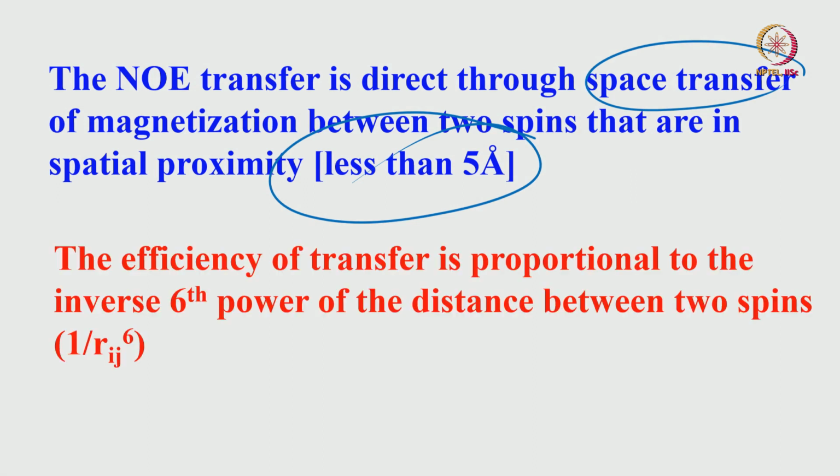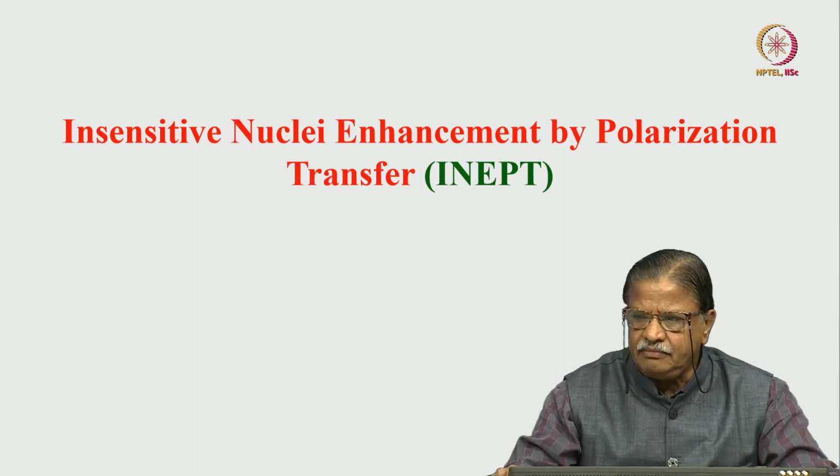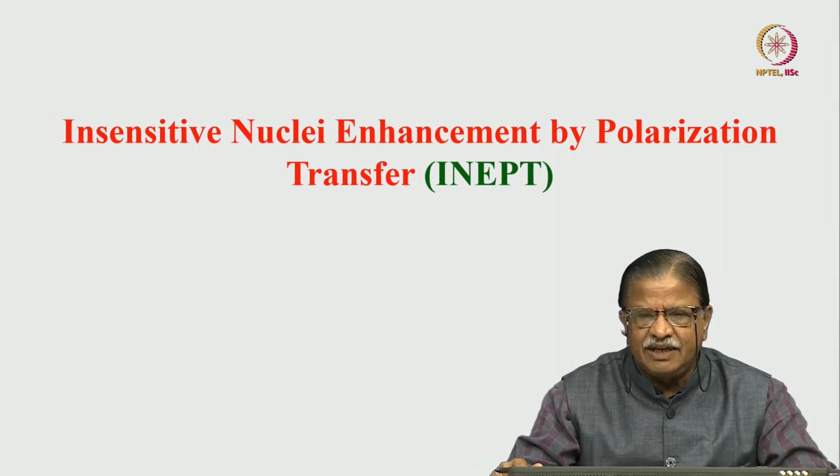We will discuss that later. Here the efficiency depends upon 1 over r_ij to the power of 6, the distance between the two interacting spins. Because of the power of 6, a small variation in r will cause an enormous change in the intensity. So this is the important concept: NOE is distance dependent, and a small change in the distance will affect the NOE intensity to a large extent. That will come later.